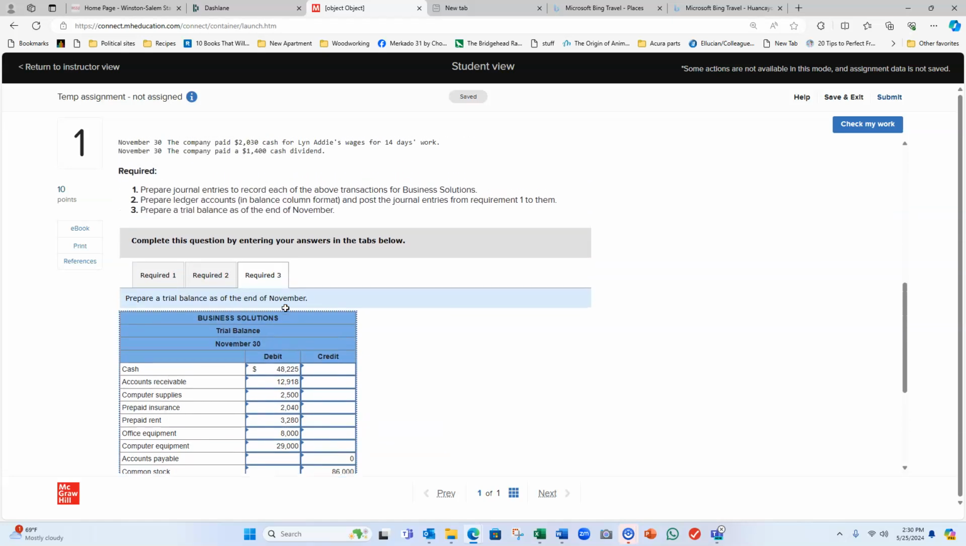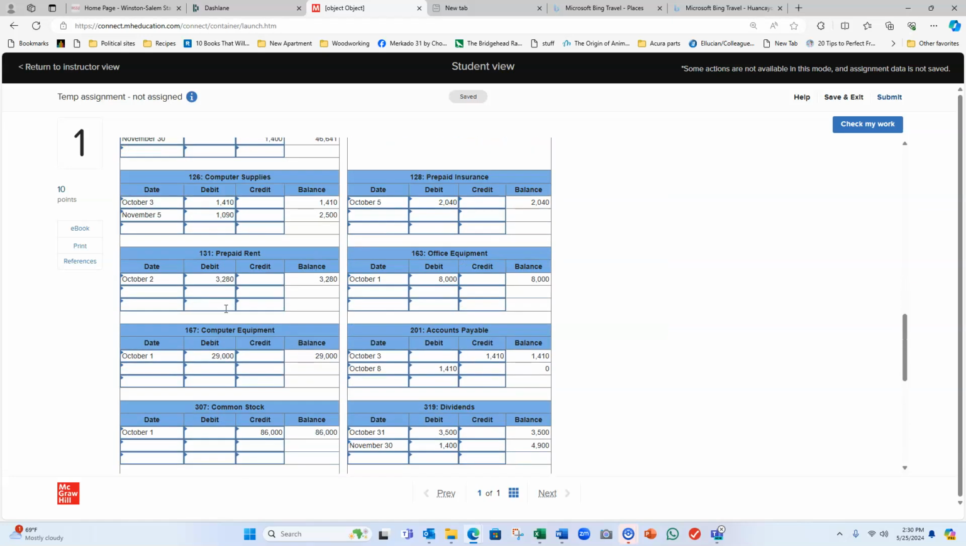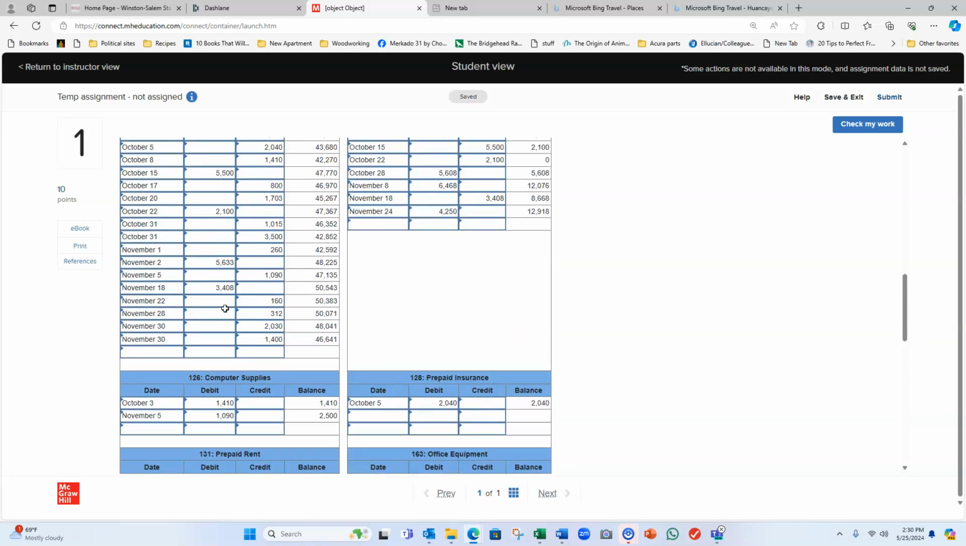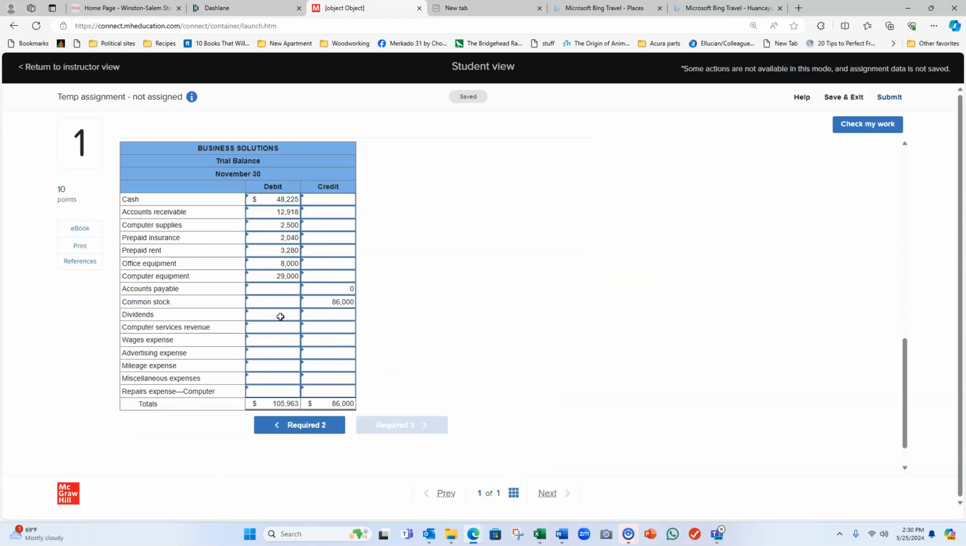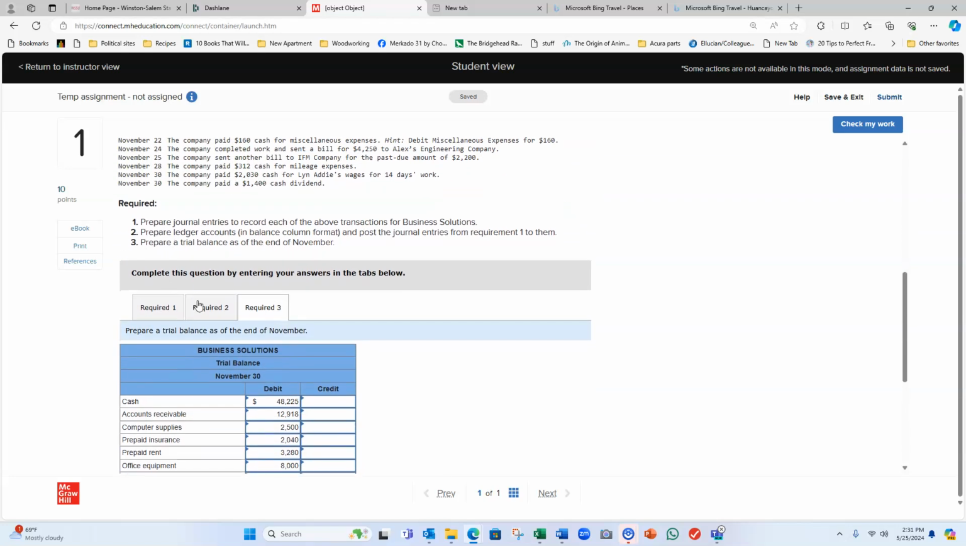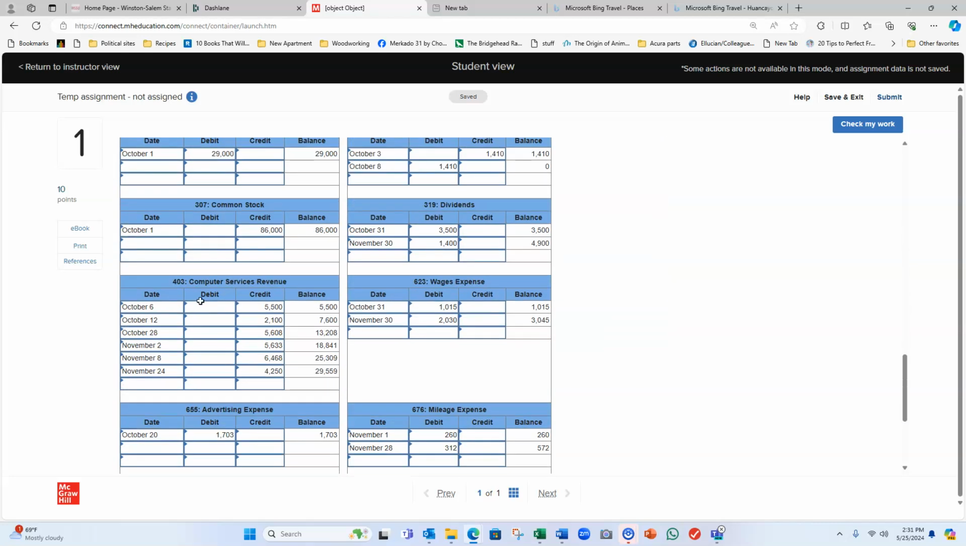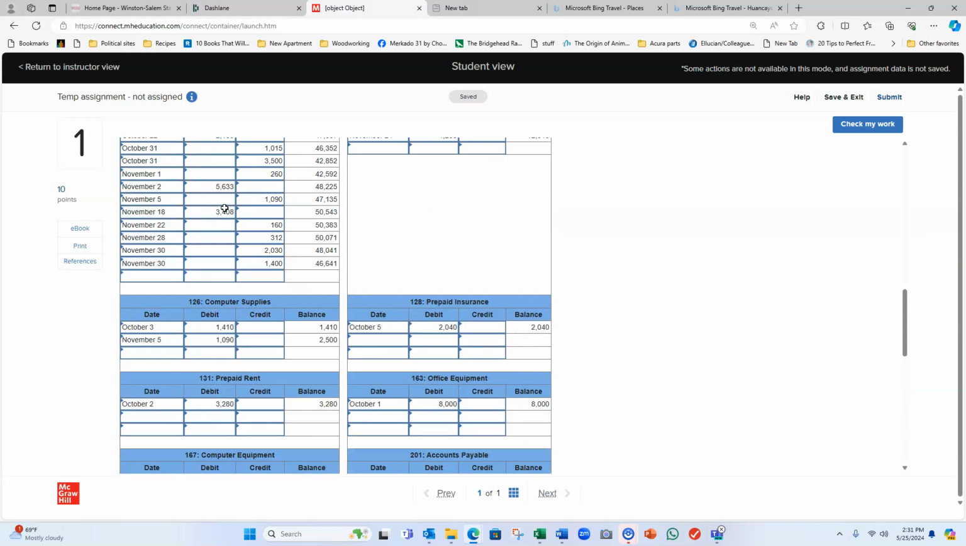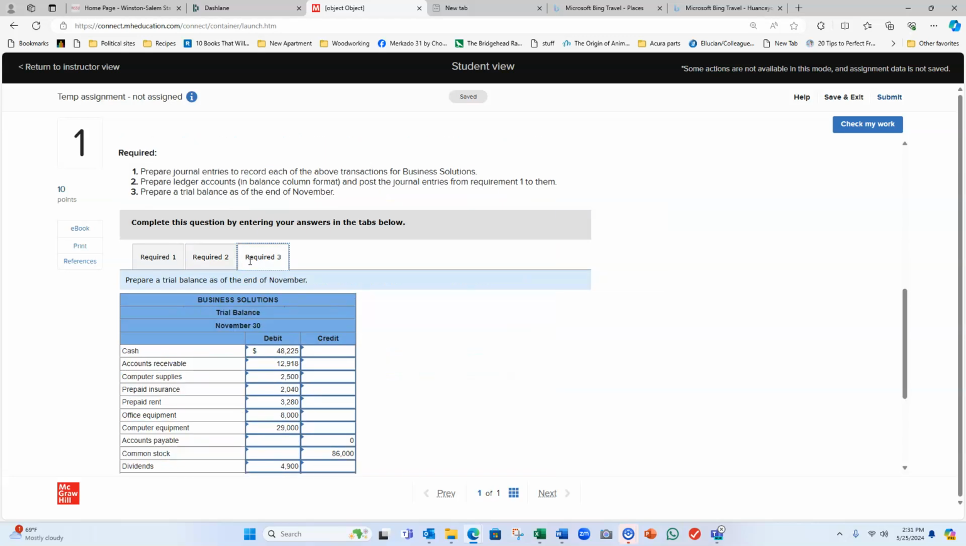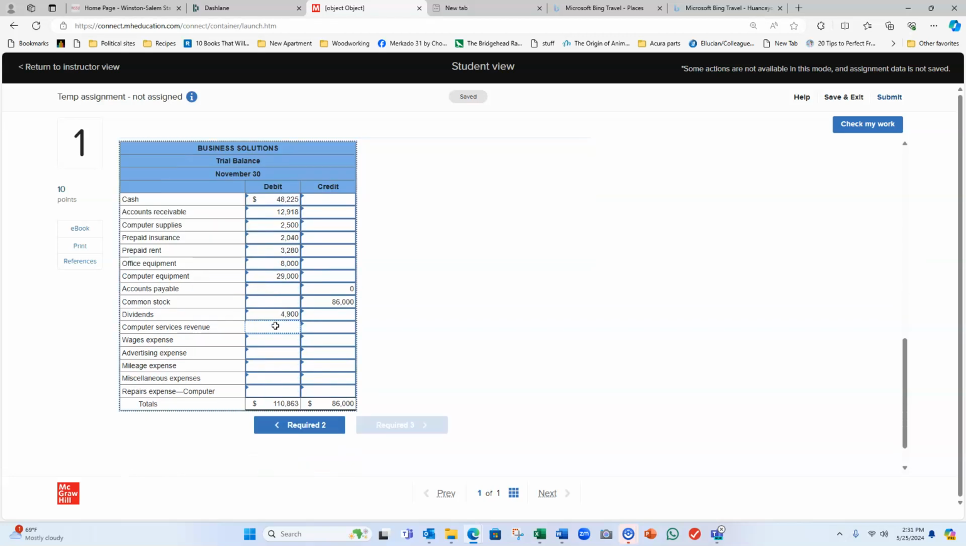Dividends is going to have a debit balance of $4,900. Computer services revenue is going to have a credit balance. Revenue accounts have credit balances. $29,559. Oops.